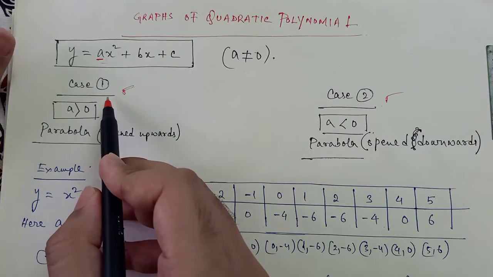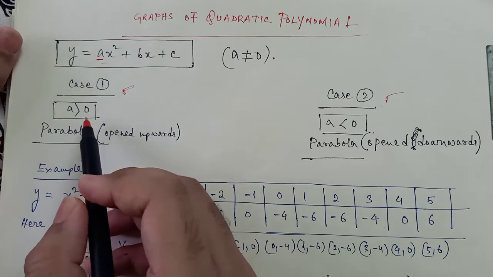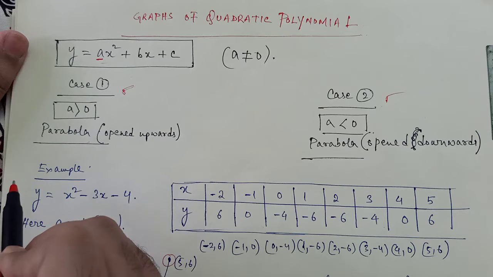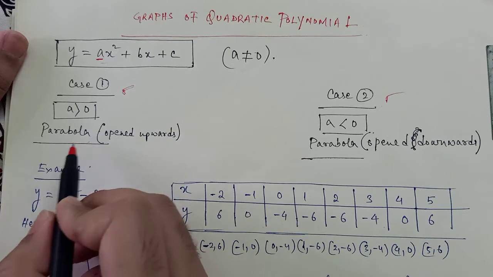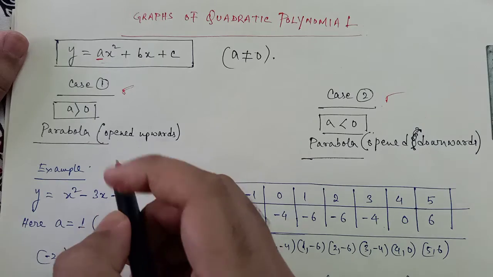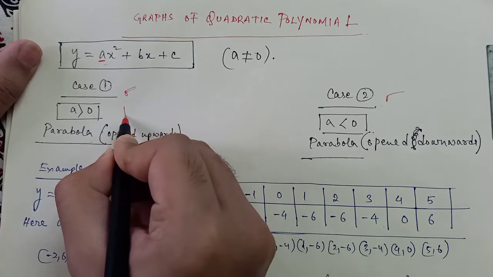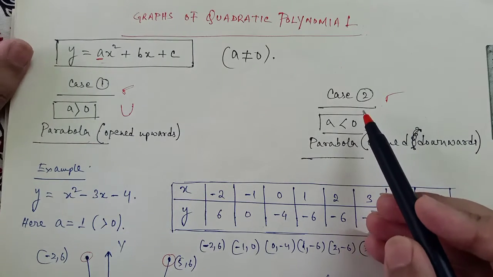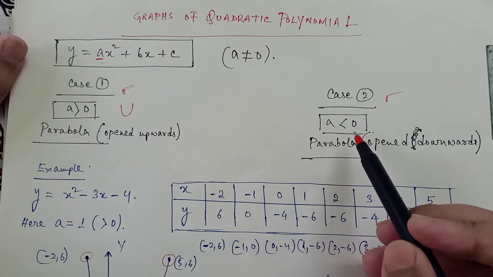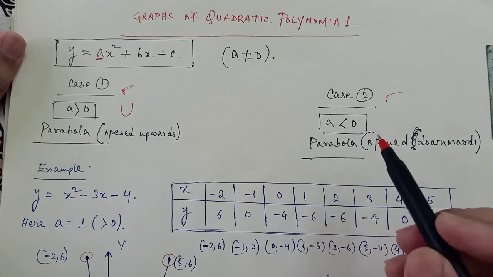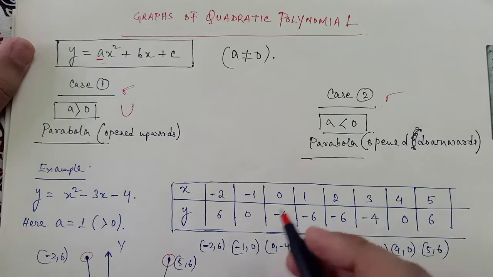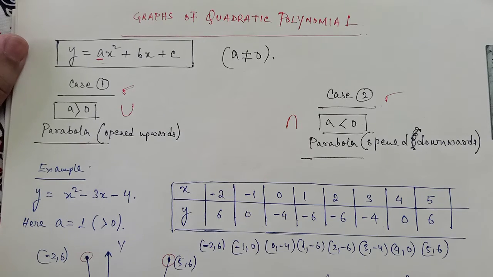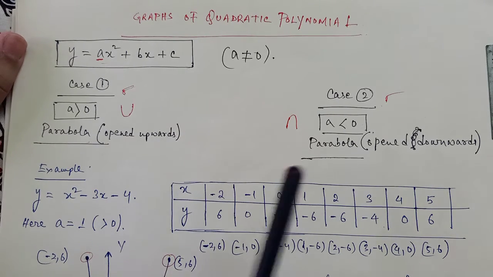So in case 1, when a is greater than 0, the graph or the curve will be parabolic. We'll get a parabola whose opening will be upwards, which means the shape of the graph will be like this, a U type graph you can say. And in case 2, where the value of a is less than 0, we will get an inverted parabola. I have written opened downwards, that is, it will be something like this, an inverted U you can say. So this is the shape of the graph.